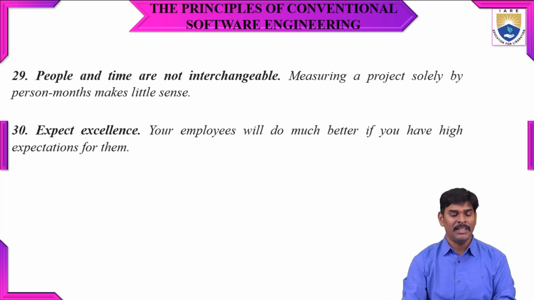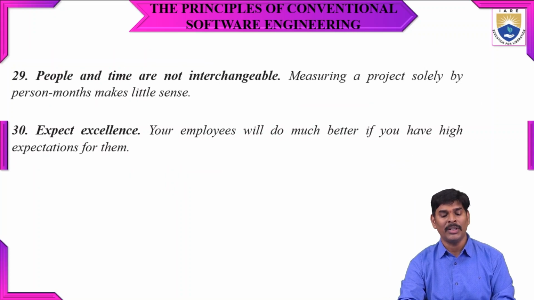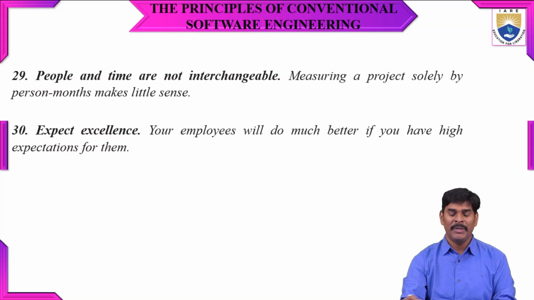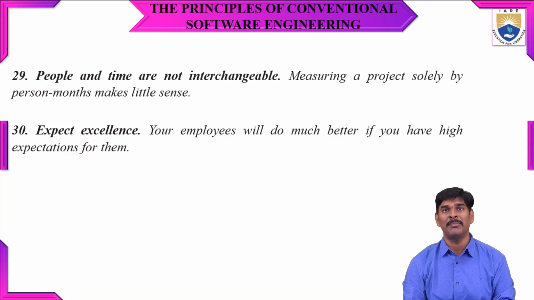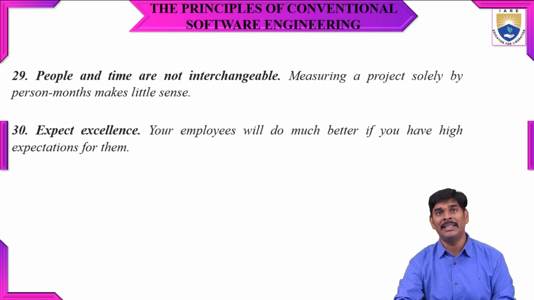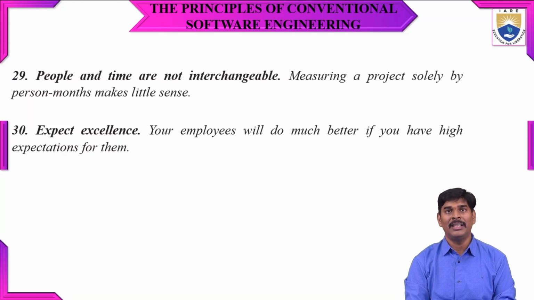The next one is people and time are not interchangeable. While you are considering projects, time and people cannot be interchangeable, because time is very important and the people must be considered to do the projects in a proper manner. Measuring a project solely by person-months means considering how many people we require in these months. These people and the time cannot be interchangeable.